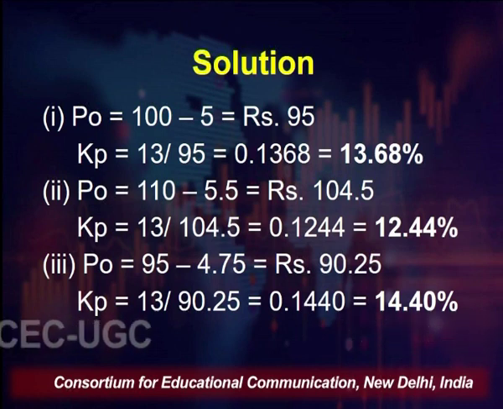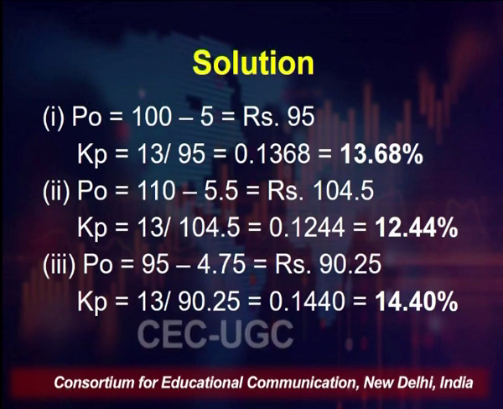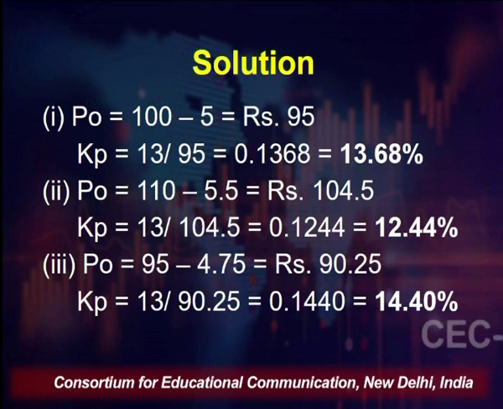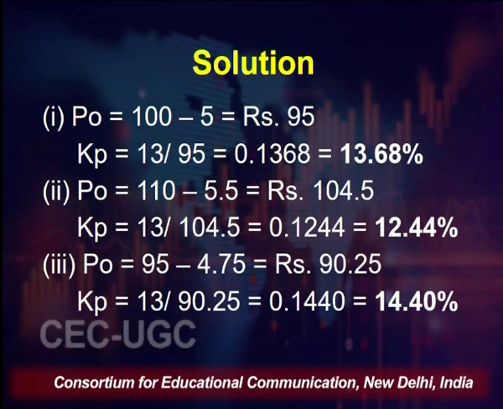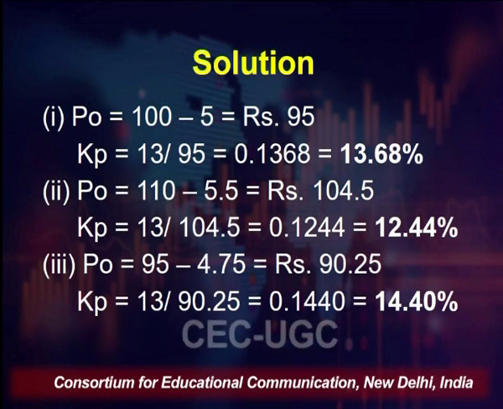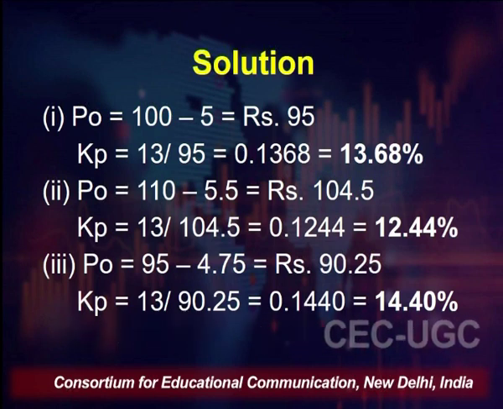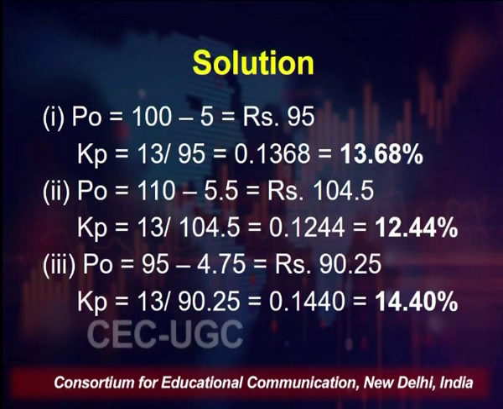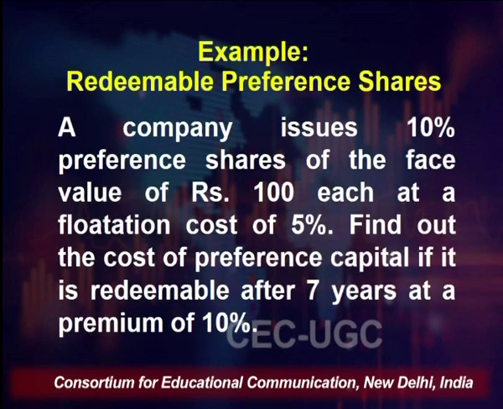And case 3, when the shares are issued at discount, the value will be 95 minus 4.75, which is 90.25. Now, the cost of preference share will be 13 divided by 90.25, that is 14.40%. Okay. So, this is how we can calculate cost of preference shares.